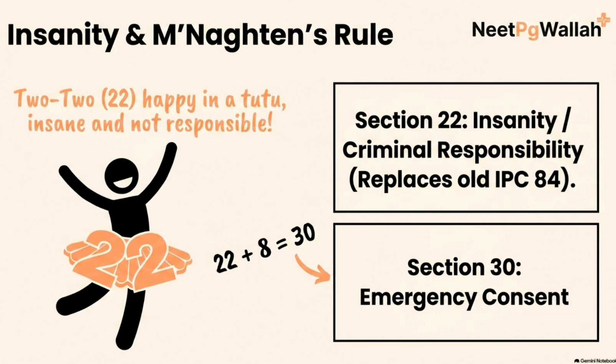For this one, just picture a happy, completely insane person dancing at a tutu. Tutu sounds exactly like 22, so Section 22 is insanity. Now let's say you have an emergency situation that requires consent. Just take that dancing tutu, 22, and simply add 8 to get Section 30 for emergency consent. See how easy that is? You're just letting the visualization do all the heavy lifting for you.